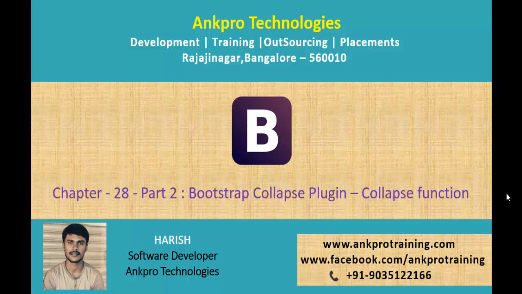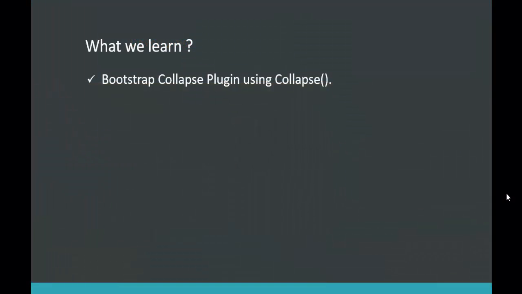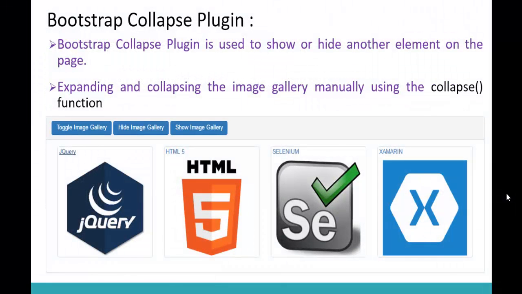My name is Harish. In this session, we're going to learn how to make use of the Bootstrap Collapse Plugin using the collapse function. So let me jump to the next slide. In the last session, we discussed what the Bootstrap Collapse Plugin is. Let me tell you again, the Bootstrap Collapse Plugin is used to show or hide another element on the web page. In this session we will be discussing how to expand and collapse the image gallery manually using the collapse function, and this is our task today.